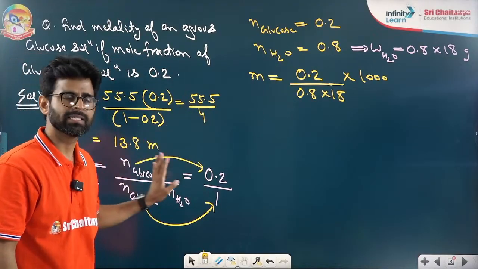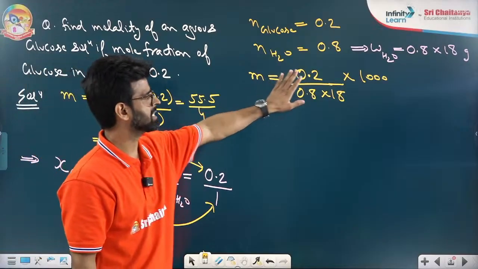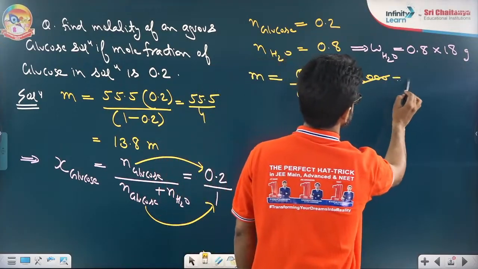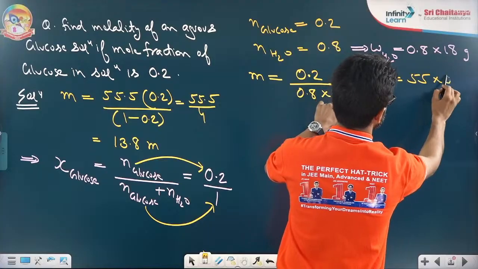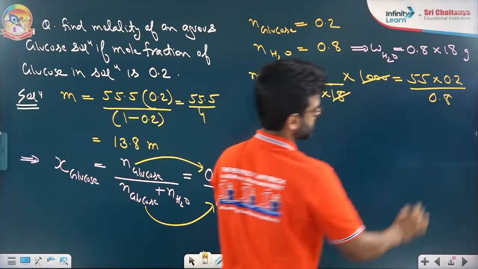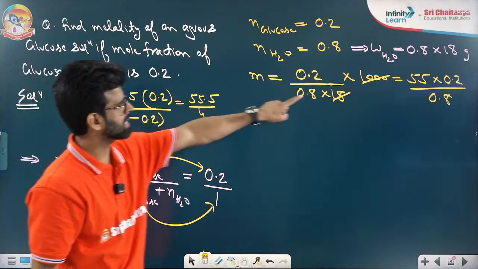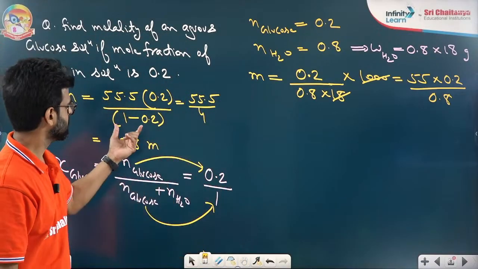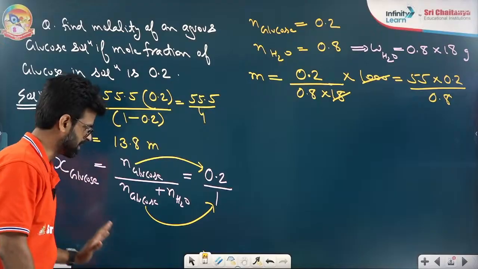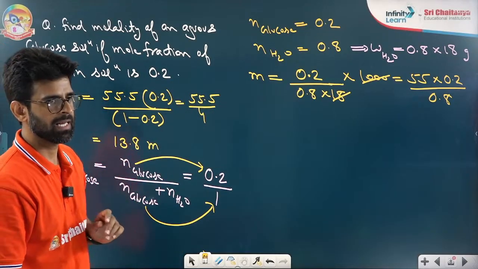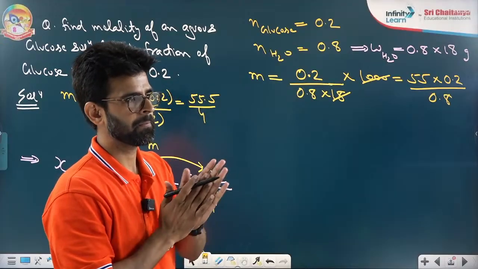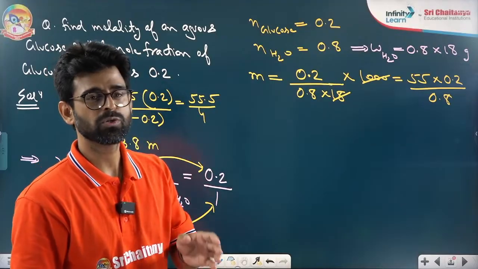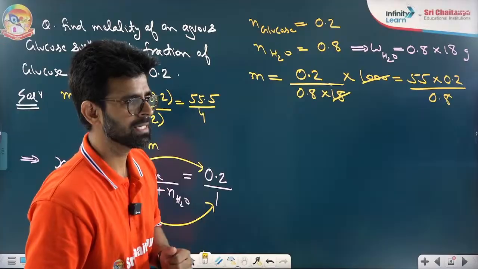Finally the same thing will come. If you know the shortcut, it saves you time. Otherwise, you can see finally the same thing is coming. If you cancel the 18 and 1000, 55 is coming, upside 0.2, downside 0.8. This thing and that thing are the same. So if you want to save time, use the shortcut directly. The concept is this one. I hope we are clear how it is coming. You should know the shortcut and the concept also.